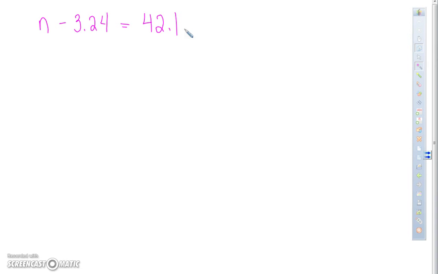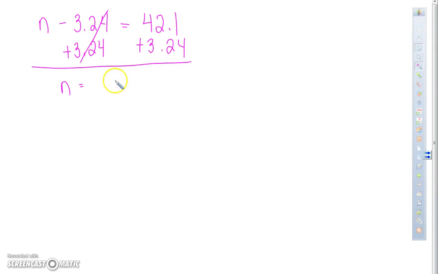So you find the variable. In this case, our variable is n. And so we say, what's been done to n? Well, n has been subtracted by 3.24. To get n by itself, to solve the problem, we're going to have to add 3.24 because addition and subtraction are inverses of each other. What I do to one side, you have to do to the other side. This should always cancel if you did it correctly. And so you have n is equal to, and then type in your calculator, 42.1 plus 3.24. So you get 45.34.